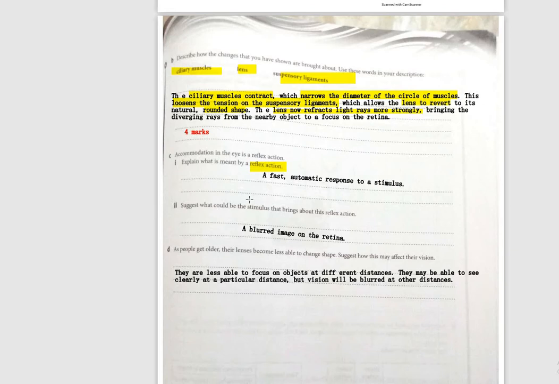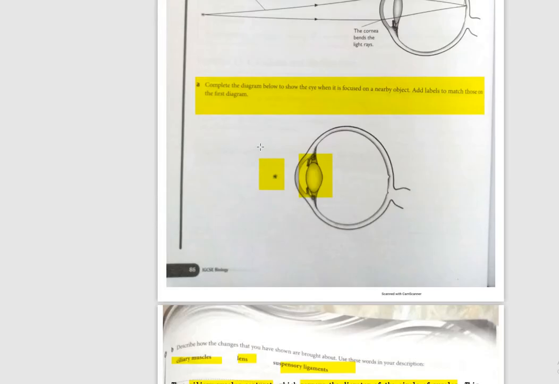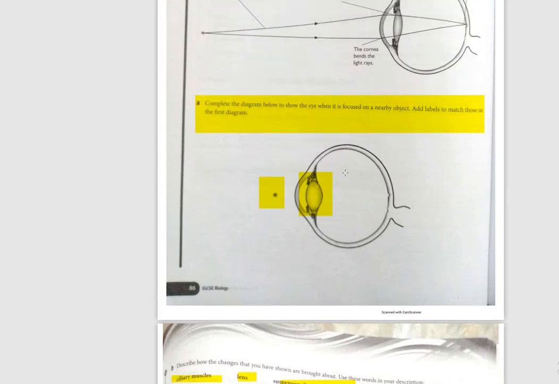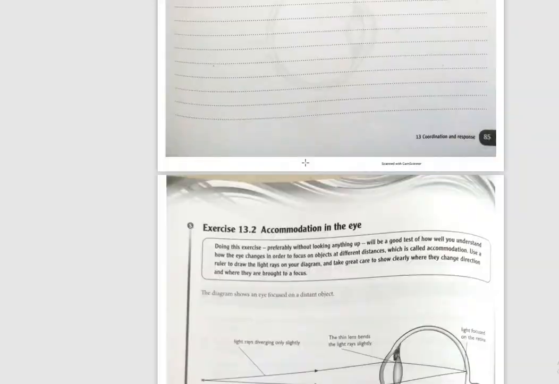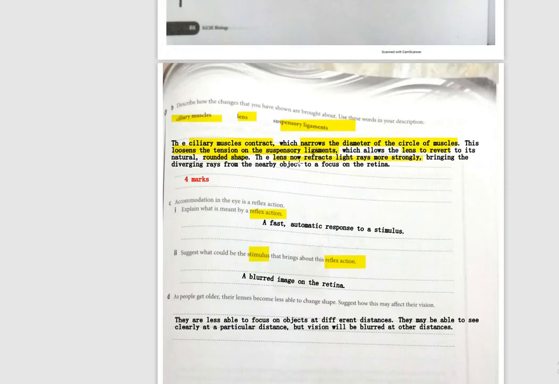Now they're asking, what is that specific stimulus that brings about this reflex action when the object is brought close to the eye? Remember over here they mentioned the types of stimulus. You have light, sound, touch, temperature, and chemicals. These are some types of stimulus that your sense organs respond to. But in this case, it's going to be the blurred image on the retina.